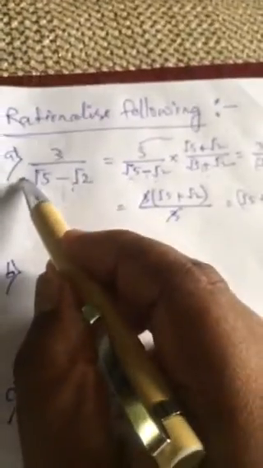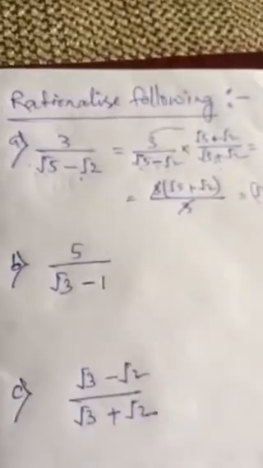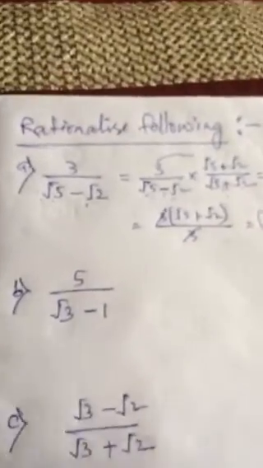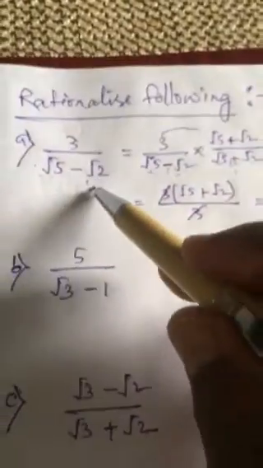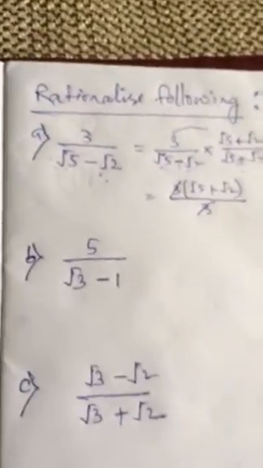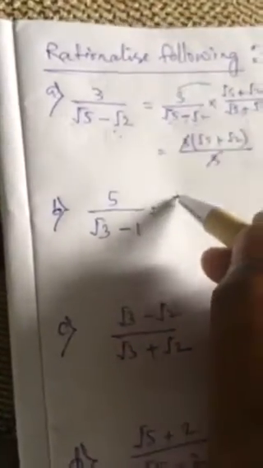Rationalization means you have removed the irrational number from the denominator. Okay, now there is no irrational number in the denominator. This is called rationalization, meaning removing the irrational number from the denominator is known as rationalization in surds. Okay, then in the same way you can do this also.